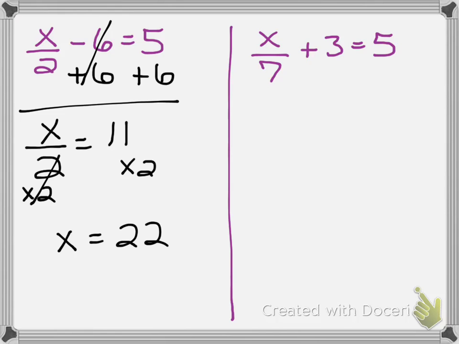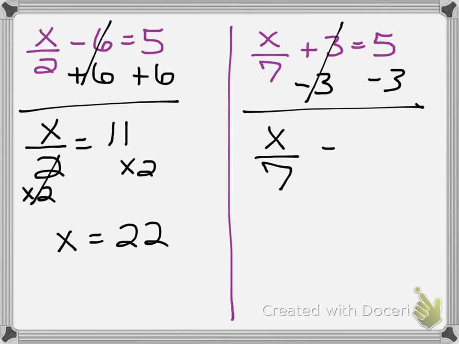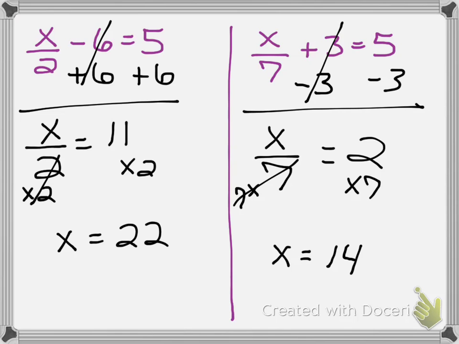My next one, I have a plus 3. I have to do the opposite, minus 3, minus 3. My 3's cancel. I have x over 7 equals 2. I have division left on this side, so I'm going to have to times it by 7, times the other side by 7. 7's cancel. X equals 14.